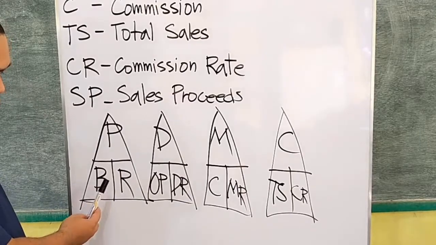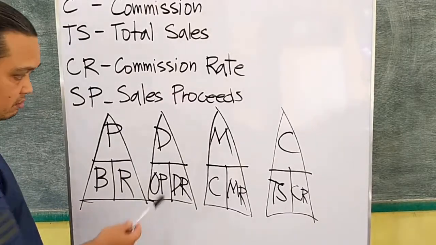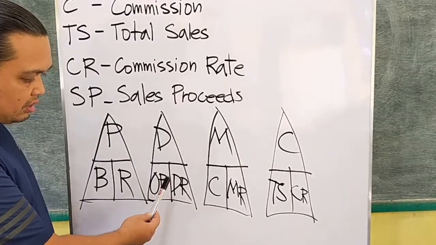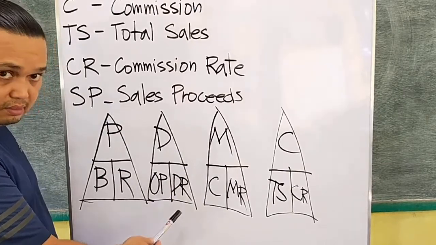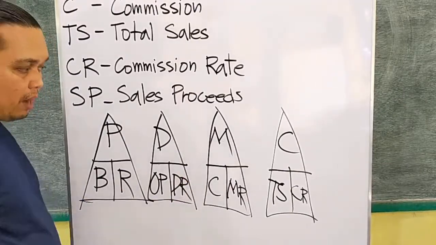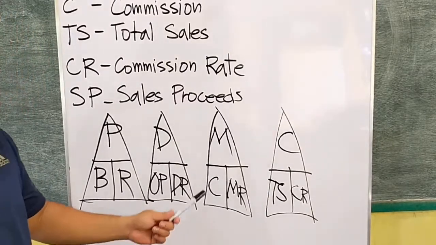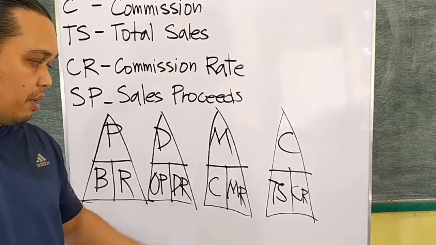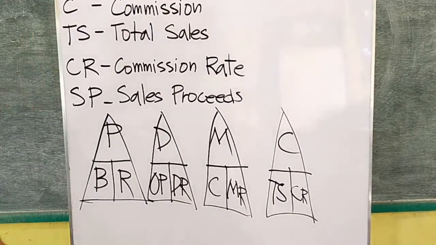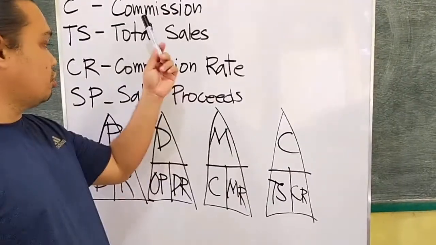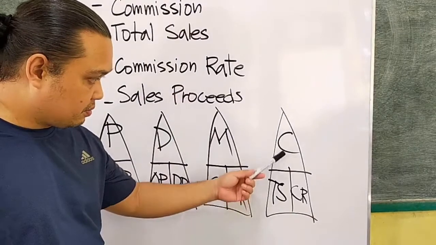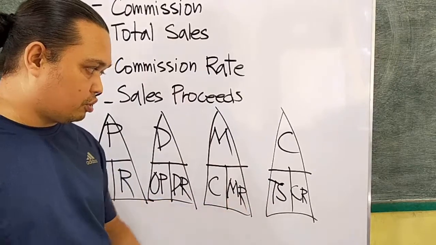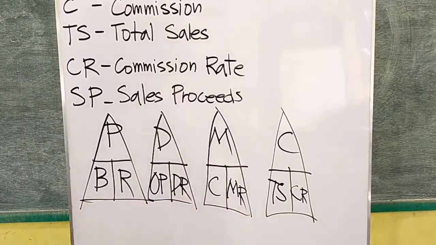Now, if we are going to review, the formula for P is B times R, or B for the base times the rate. The formula for the discount is OP times DR, or original price times discount rate. For our markup, the formula is C times MR, or cost times markup rate. Now, we are talking about commission, and the formula for the commission is TS times CR, or total sales times commission rate, using the Tekans triangle.